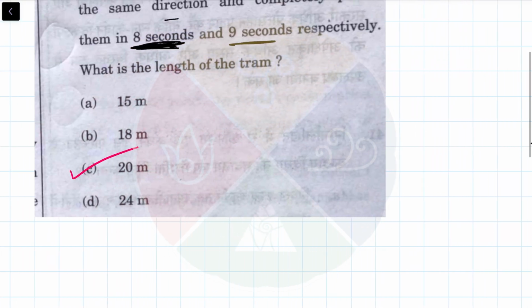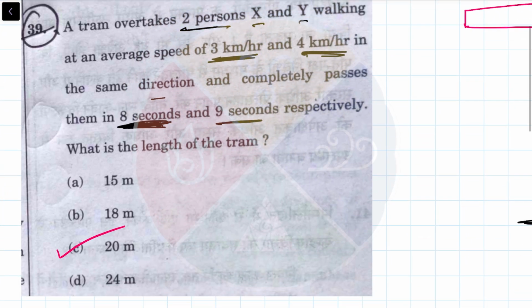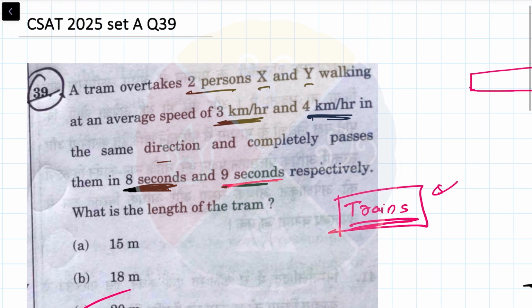The answer is option C. It's actually a simple problem if you have attended the topic of trains in speed and distance. The units are a little bit confusing, but if you attended the topic of trains, it's an easy problem. That's it, guys.